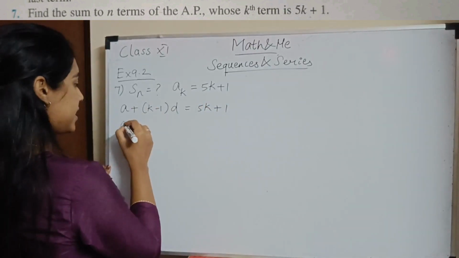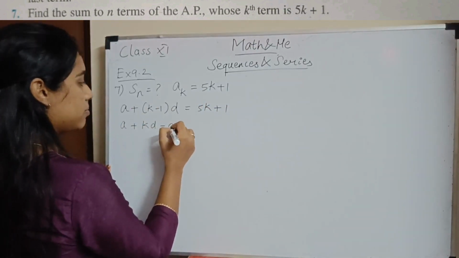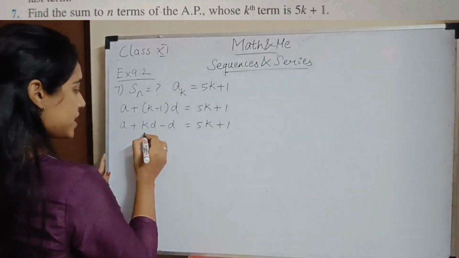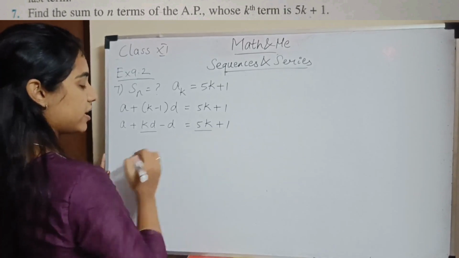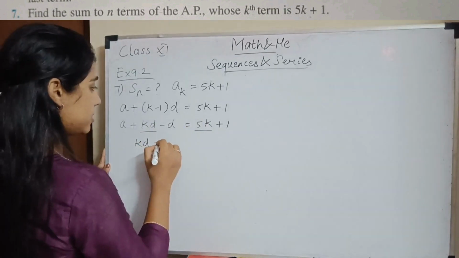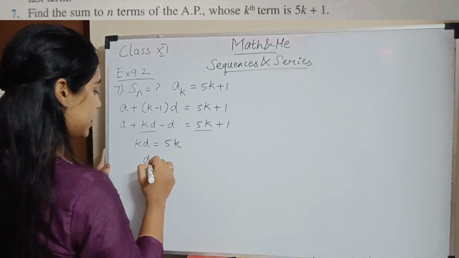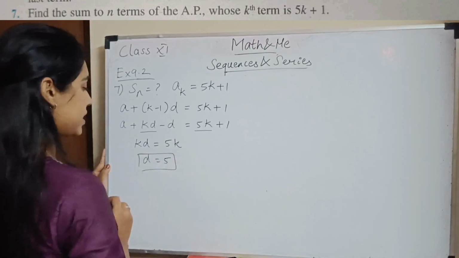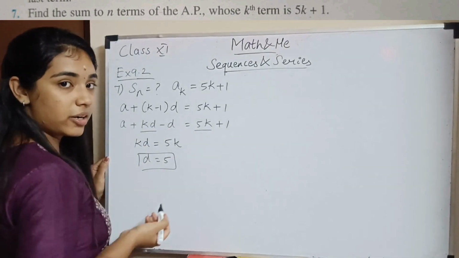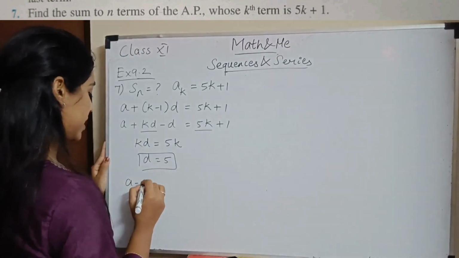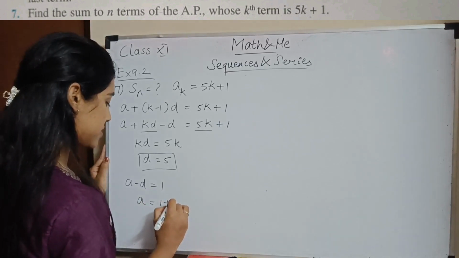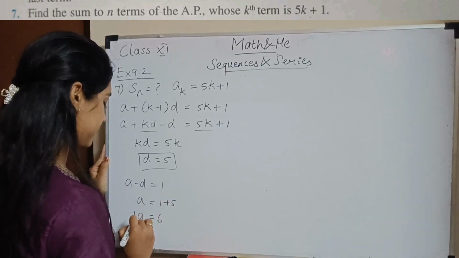So when I multiply it inside, I have a plus kd minus d equals 5k plus 1. So you see that here I have kd and here I have 5k. So equating the coefficients of k, kd equals 5k, d equals 5. You have another equation, a minus d equals 1. These are independent of k. So a minus d equals 1, a equals 1 plus 5, which is 6.